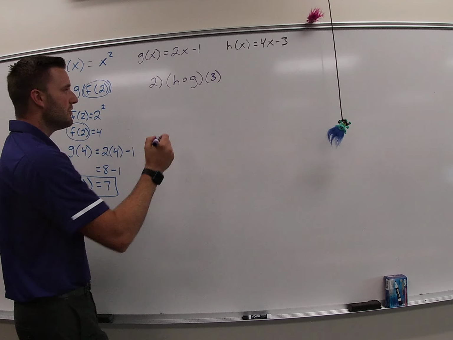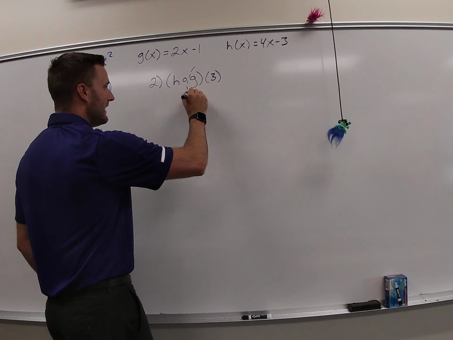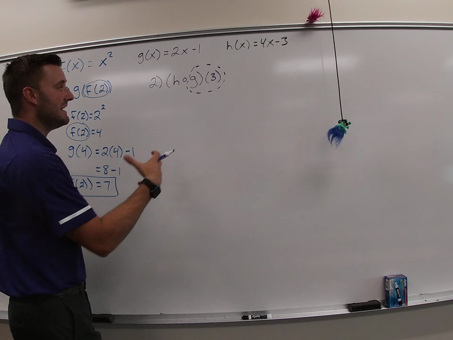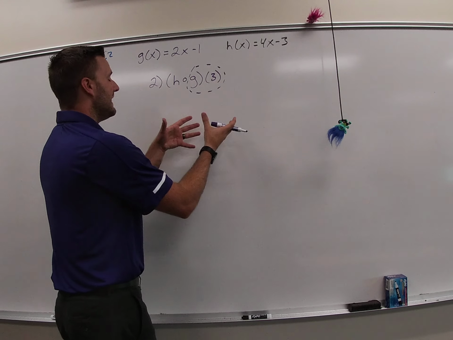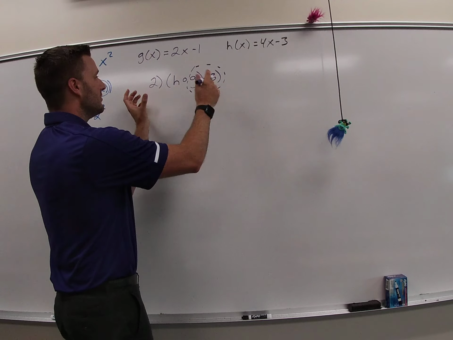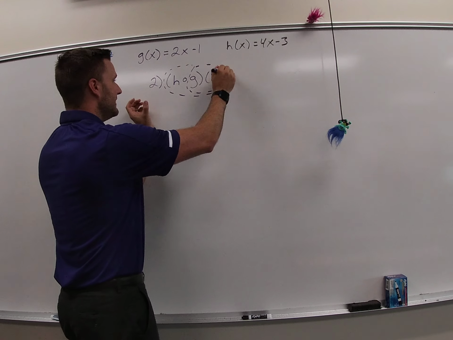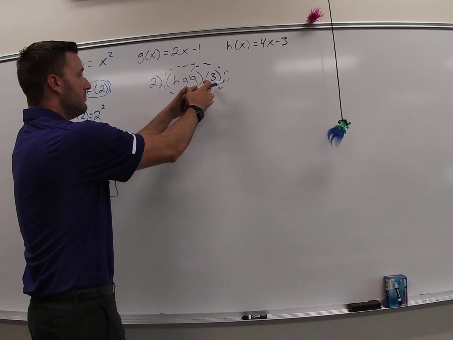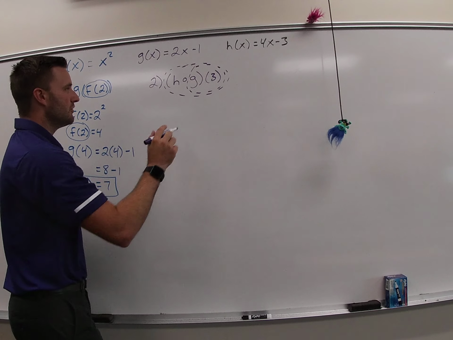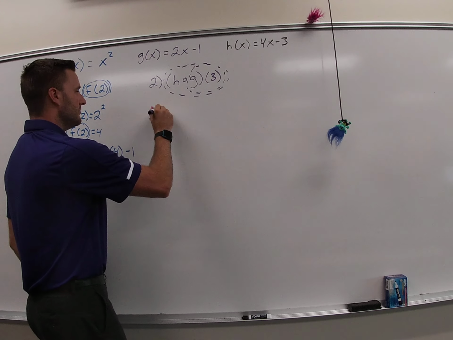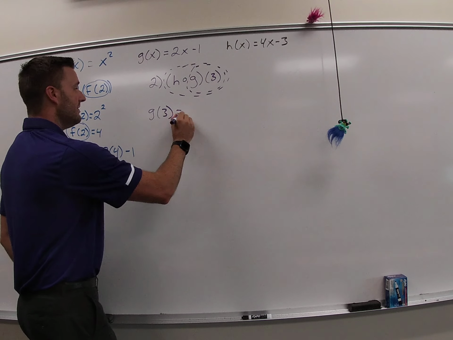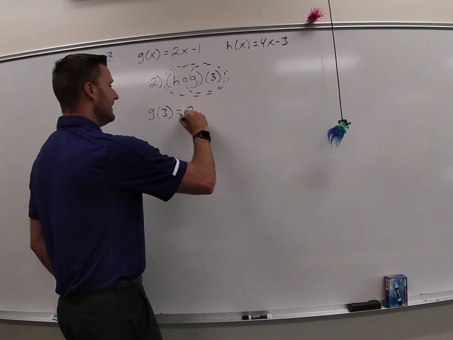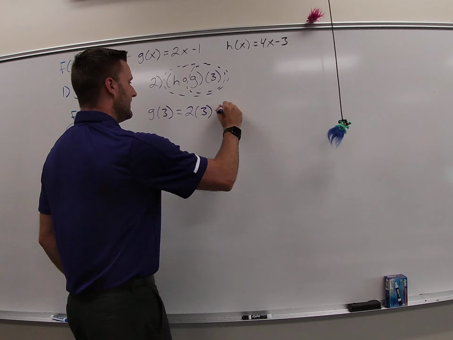Same thing, my innermost function is right here, g of 3, or g of x. That's my input. Whatever I get, I'm going to substitute into my outermost function, which is this bigger one here, h of x. So let's find our innermost part first, ignoring the h. I need to find g of 3 first. In g of x, I'm going to replace everywhere I have an x with a 3. So instead of 2x minus 1, it's 2 times 3 minus 1.